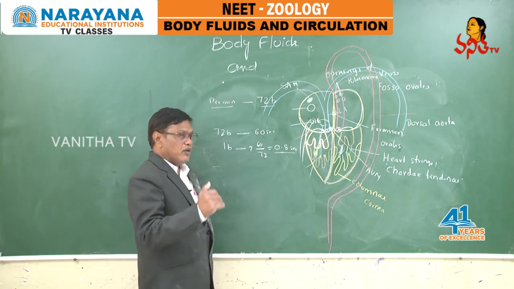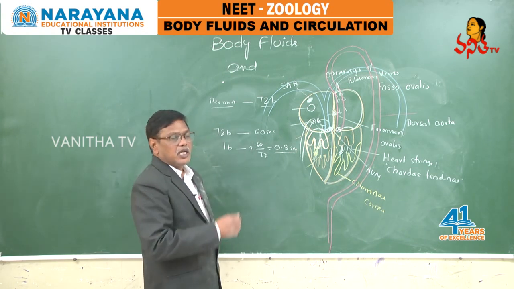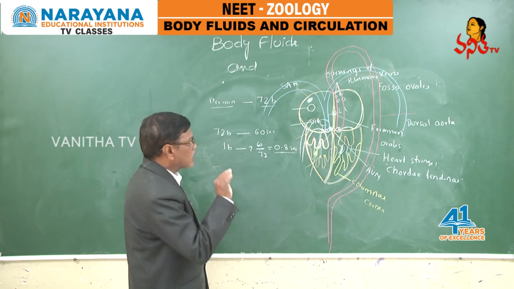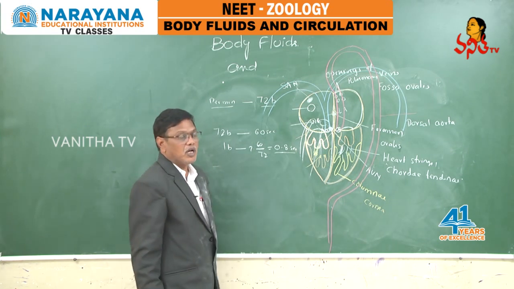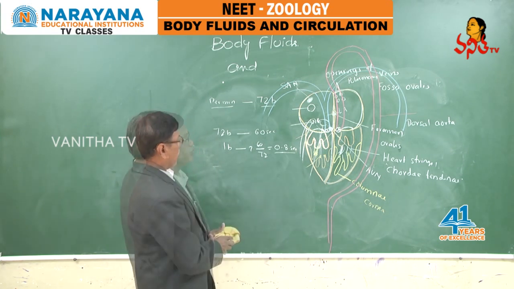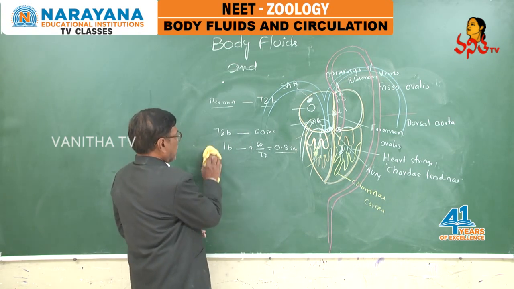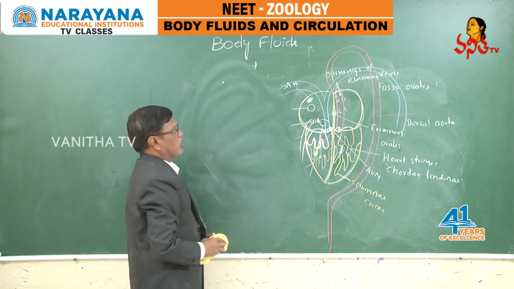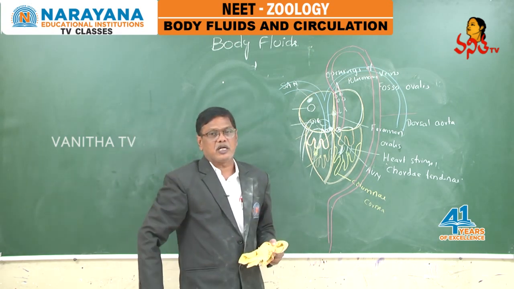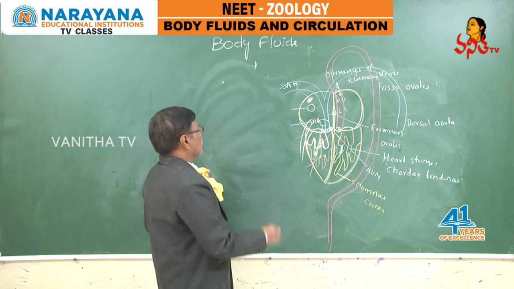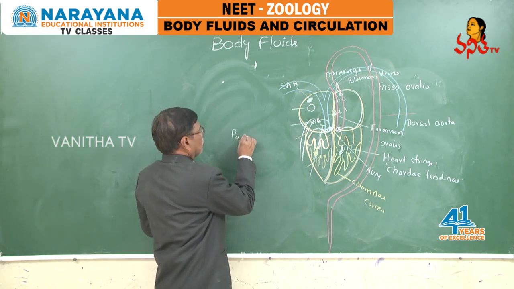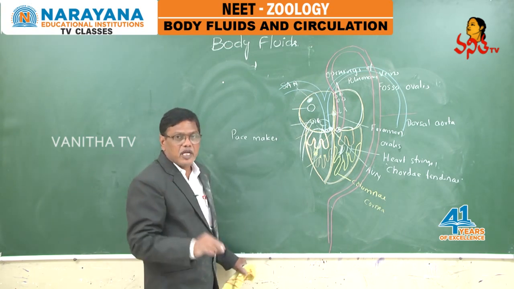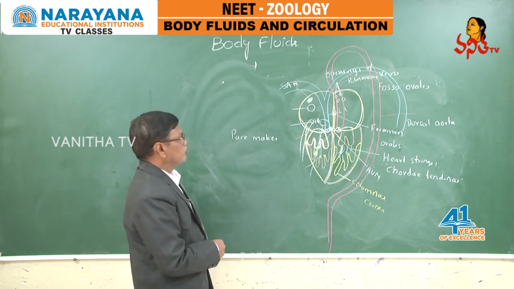Whatever events take place cyclically during one heartbeat are called the cardiac cycle. Before going into the cardiac cycle, our human heart is a myogenic heart. That means a pacemaker, which is modified cardiac muscle, initiates the heartbeat.